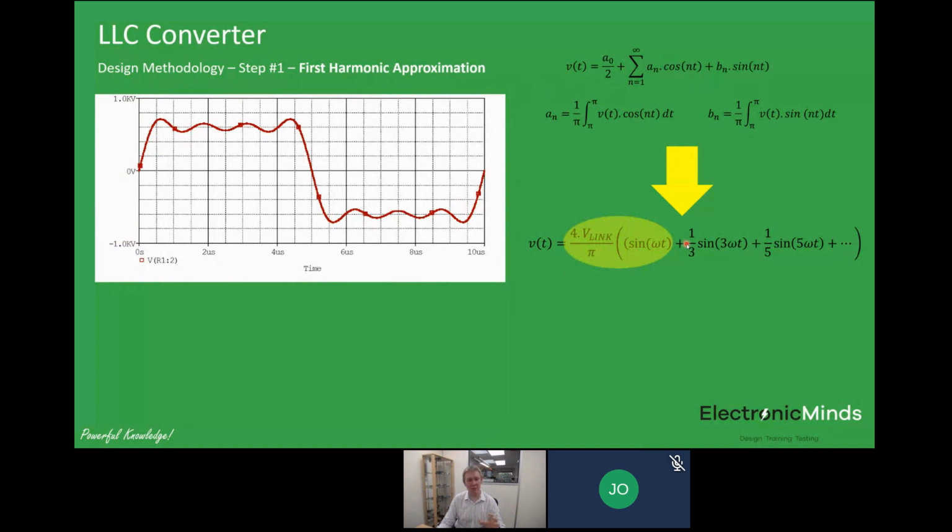But for the purpose of our LLC design, we're just interested in that fundamental component. So stick with me on this. The first harmonic approximation gives us that harmonic level, which is 4V_link upon pi.